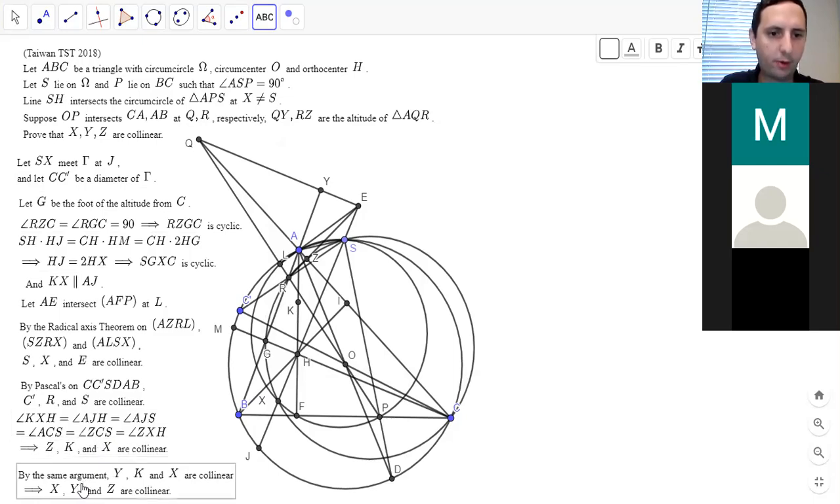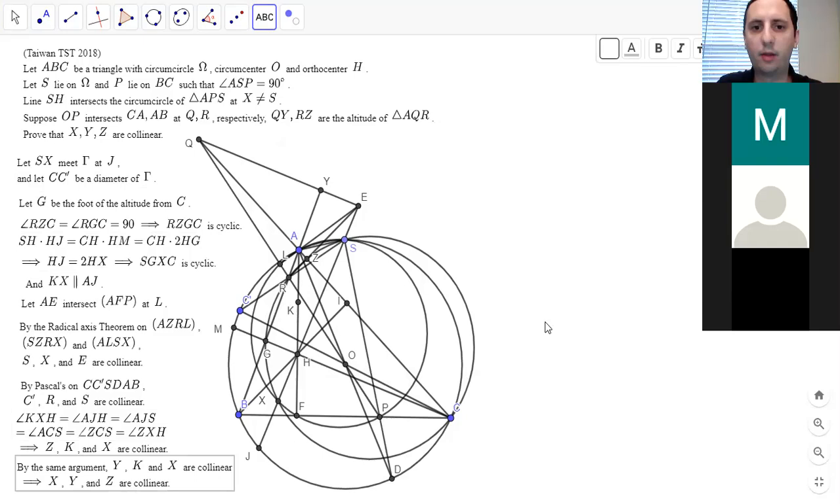But yeah, so we have one argument that uses point E, and then we have another argument that I don't think does use point E. So that's cool. All right. So we'll move on to the next problem.